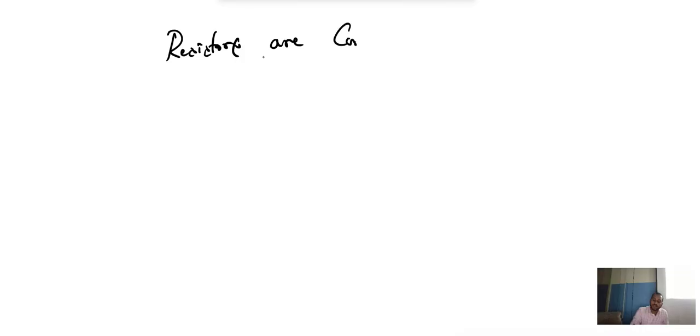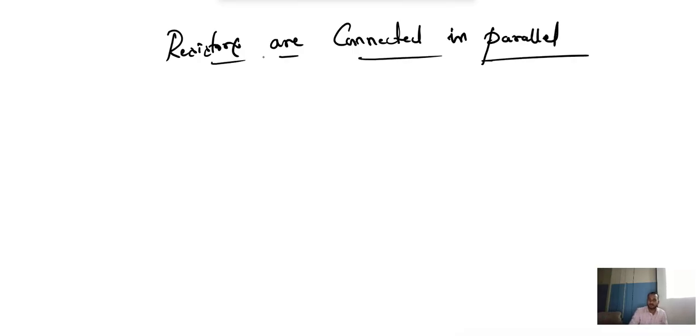Next, resistors are connected in parallel. Observe here. First resistor, second, third. Okay.